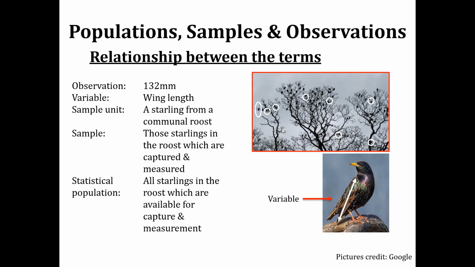So variable here is the wing length, and the observation is the measurement of wing length from different units, and a single unit is a single starling from this communal roost. The sample is all those starlings which were actually captured and measured for their wing length, from which we took the observations. So they are going to constitute the sample, and they are representing the entire communal roost, which is our statistical population. So this is the relationship between these terms. I hope this is clear now: what is meant by observation, variable, sample unit, sample, and statistical population, and what is their relationship with each other.